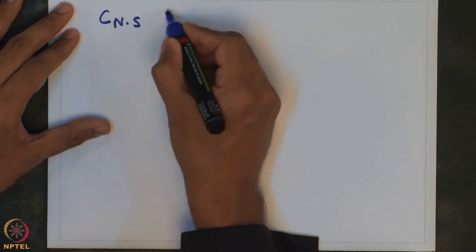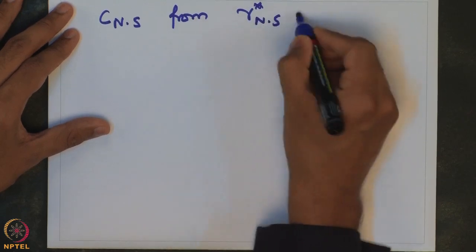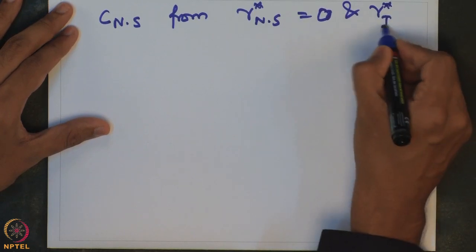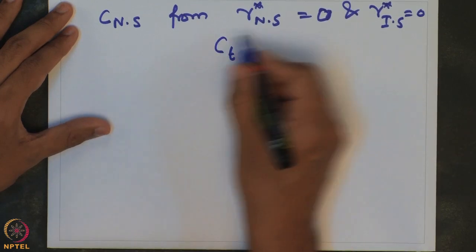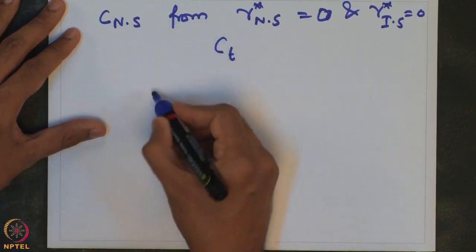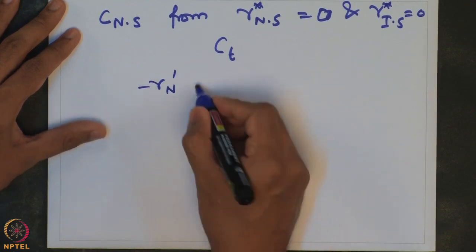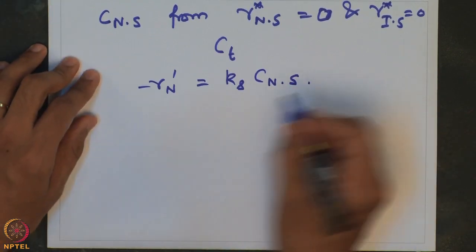So, what we need to find is Cns from the expression equal to 0, and also we can use the conservation rule. We will use the conservation rule for the total number of sites, and once we find Cns, then we can find out the overall reaction rate, which is essentially given by Ks into Cns. So, let us do this exercise.